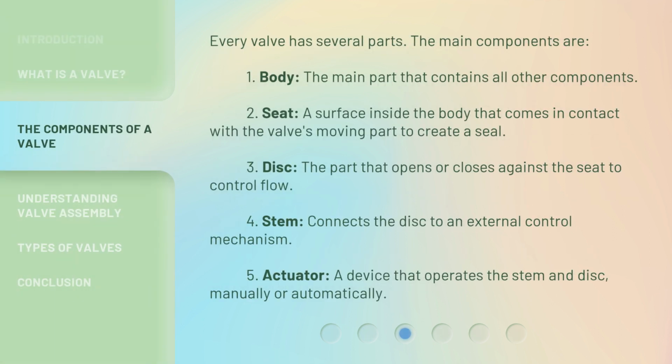Every valve has several parts. The main components are: 1. Body, the main part that contains all other components. 2. Seat, a surface inside the body that comes in contact with the valve's moving part to create a seal. 3. Disc, the part that opens or closes against the seat to control flow.